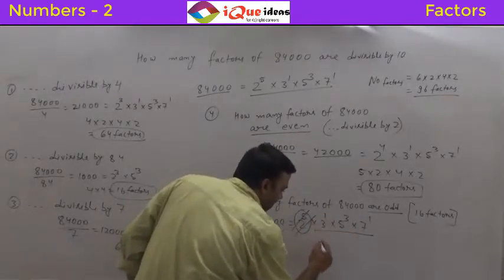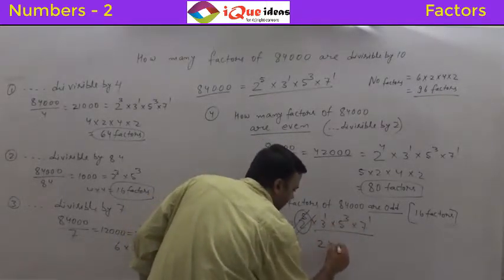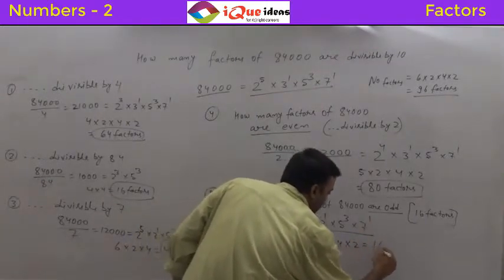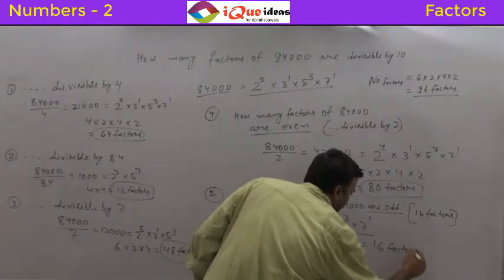So the number of factors from the remaining portion will be found by the same method. The power is 1, so 1 plus 1 is 2. Power is 3, so 3 plus 1 is 4. Power is 1, so 1 plus 1 is 2. So 2 into 4 into 2, that is 16 factors. So this is the direct way of finding.